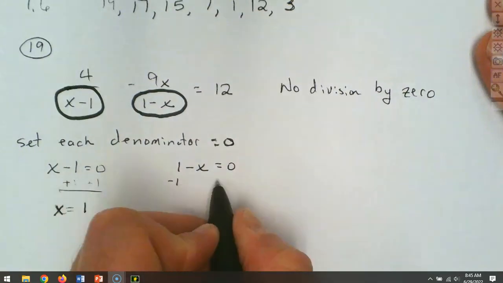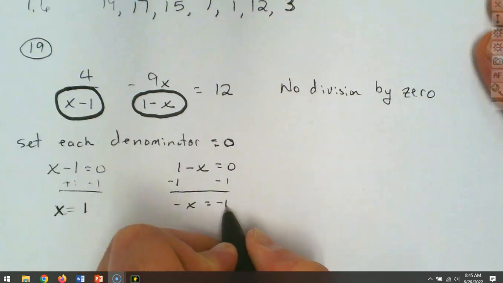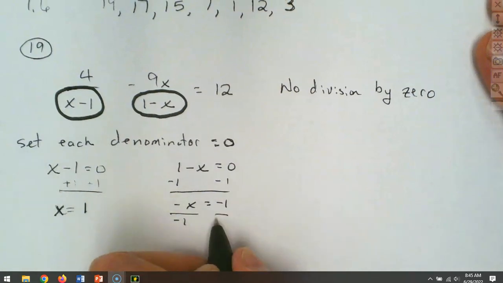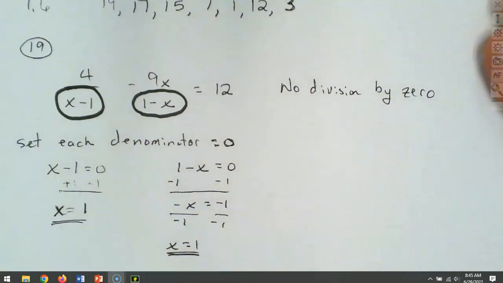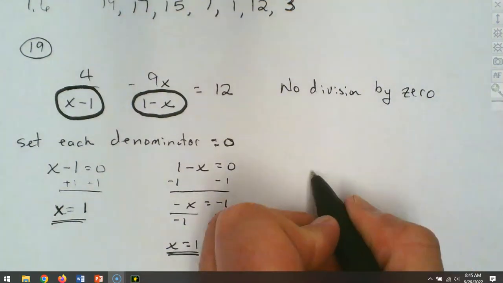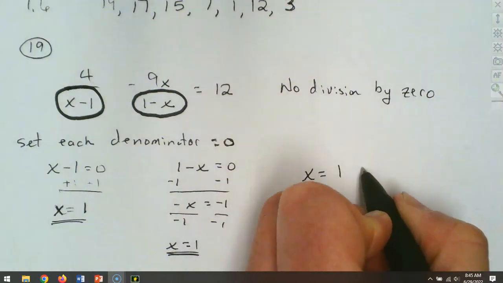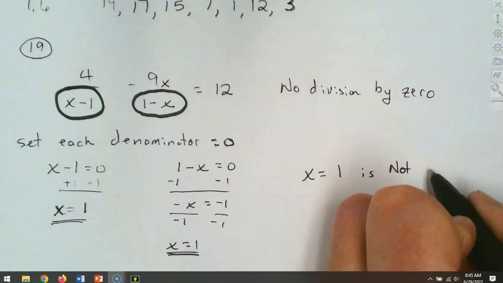So we do the same thing, move it over. And then we get minus x equals minus 1. We divide by our minus 1, and so x equals then 1. So what number can we not have? There's only one number that we can't have, and x equals 1 is not a solution. So x equals 1 is not a possible solution.